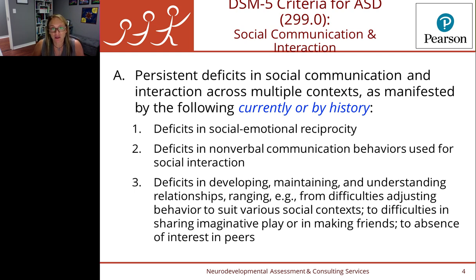So just quickly to go over the diagnostic criteria for autism, we're talking about a neurodevelopmental disorder that is a social disability first and foremost. So we need to identify the persistent deficits in social communication and interaction, both currently and by history. The DSM allows you to check off those criteria if it's one or the other, but we really want to determine if these symptoms are present in early development.